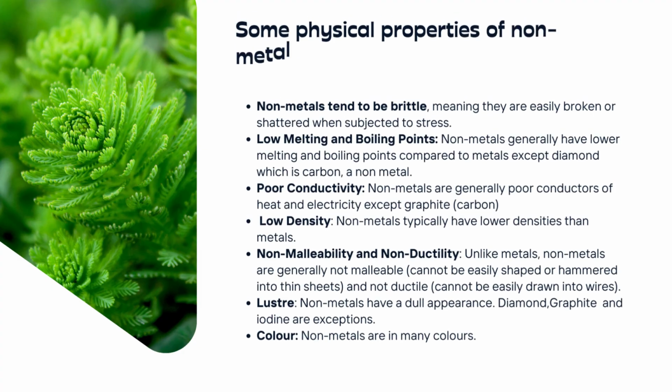Non-metal physical properties. Non-metals tend to be brittle, meaning they are easily broken or shattered when subjected to stress, with low melting and boiling points compared to metals, but diamond, which is carbon, a non-metal, is an exception. Non-metals are generally poor conductors of heat and electricity except graphite, which is carbon. Low density, non-malleability and non-ductility are also non-metal properties. Non-metals appear dull except graphite and iodine. Non-metals come in different colors.